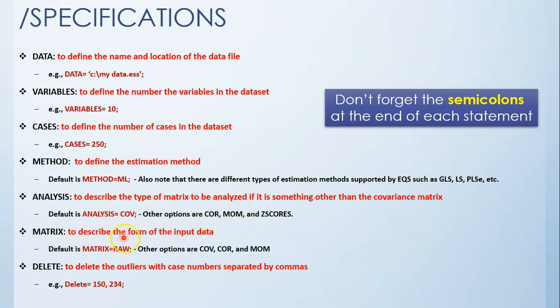Matrix is used to describe the form of the input data. The default is raw data, and there are some other options such as the covariance or the correlation matrices of the observed variables. And finally, delete is used to delete the outliers. For example, in this statement, two cases with the case numbers of 150 and 234 will be deleted.